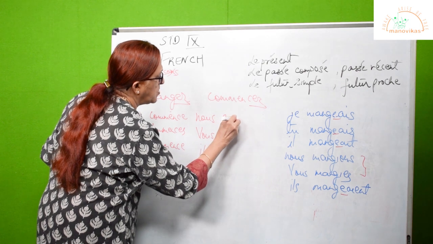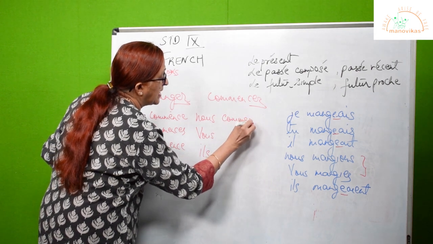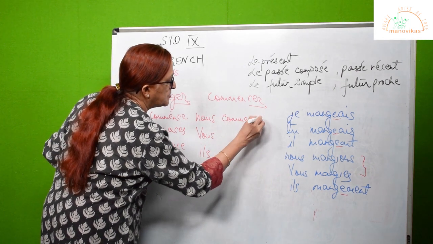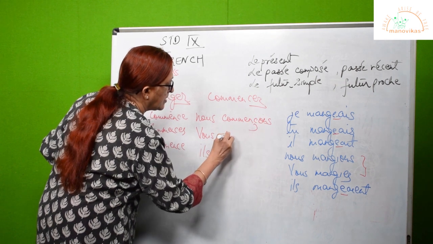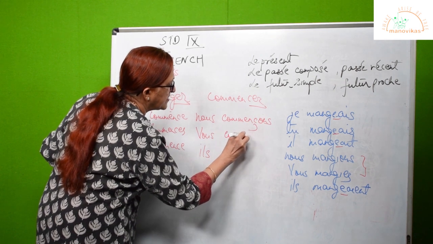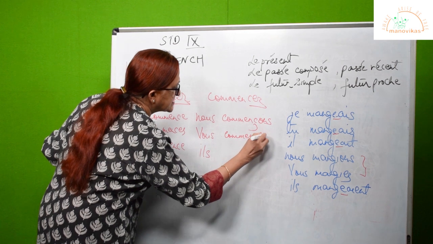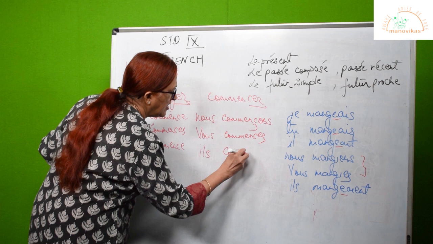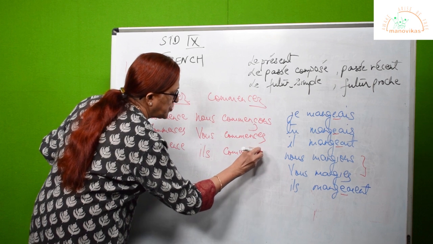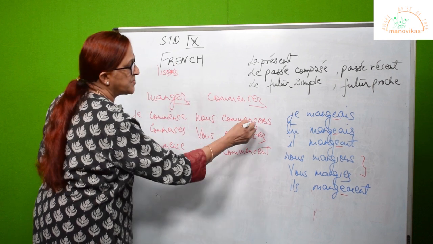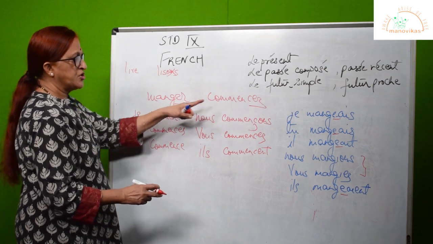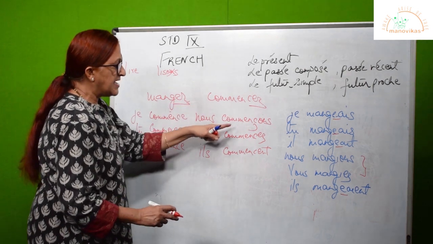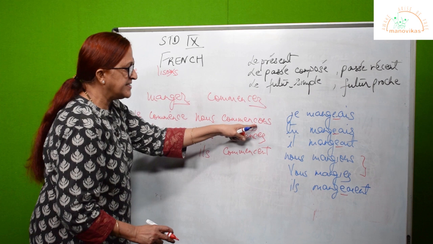Here what do? We add a cedilla. Commençons. Only in the nous form we are adding the cedilla. No cedilla in the vous form. No cedilla in the il form. Do you remember? This we had learnt. Along with GER, I had taught you CER. In CER verbs, in the nous form, we add a cedilla.